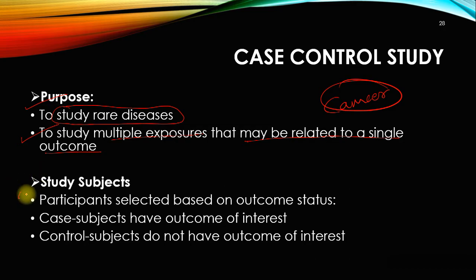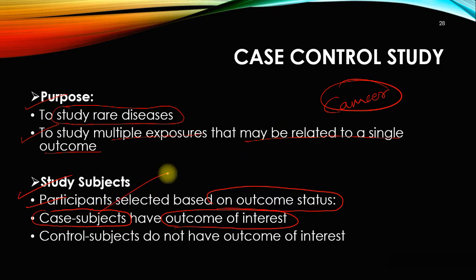So the study subjects, the participants, are selected based on the outcome status. Case subjects have the outcome of interest. Okay. So case subjects will be the diseased ones. In the case of this example, case subjects will have a certain type of cancer, and the control subjects do not have the outcome of interest. That means control subjects will be the healthy subjects.